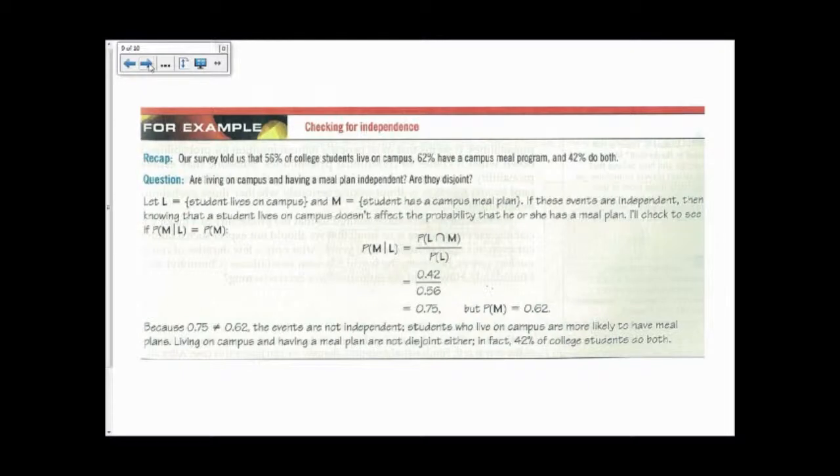Here's again an example where we're looking at the probability that a student has a meal plan given that they live on campus, and comparing that with the probability that a student has a meal plan. If you calculate it, it's different, and so it's not independent. We wouldn't say it's dependent, it's just not independent. Students who live on campus who have a meal plan and those students who just have a meal plan.